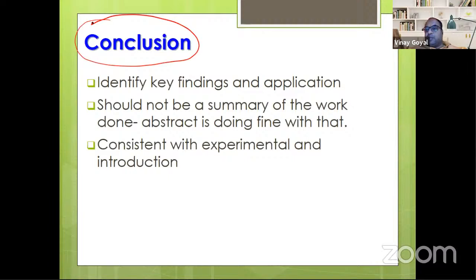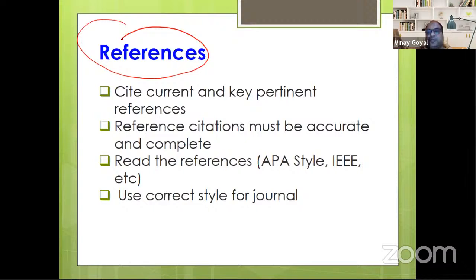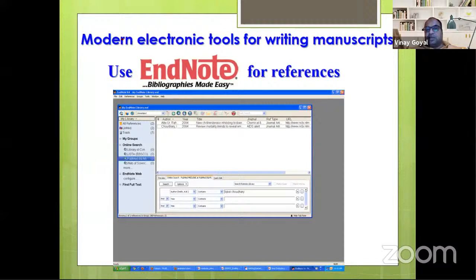References are to be written as per the requirement of the journal. You can use software called EndNote to write the references. You just keep on adding the papers in EndNote, and then you can directly copy and paste these references from EndNote into your paper in whatever style they want. Automatically it comes. And EndNote also checks whether your citations are correct between the text and the references. So this is a very robust software to do literature review.